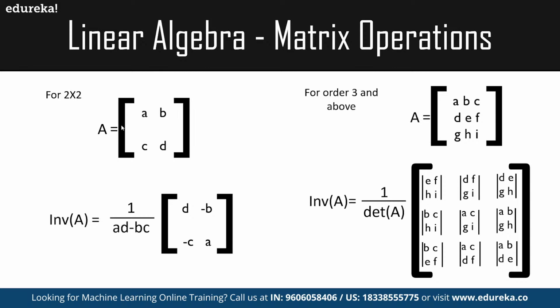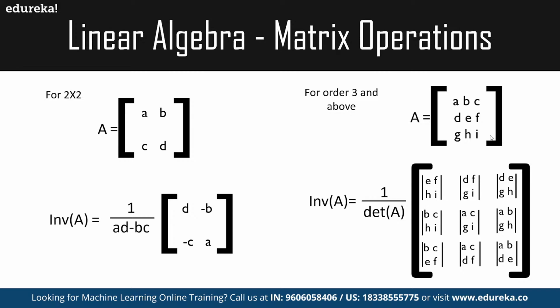For a 2 by 2 matrix, we can find the inverse as 1 over AD minus BC, which defines the entire value for the inverse. The same way for 3 by 3 and above, like we have A, B, C, D, E, F, and G, H, I, we find the value for E, F, H, I, like we have seen for the determinant, the same way for D, F, G, I, and so on.